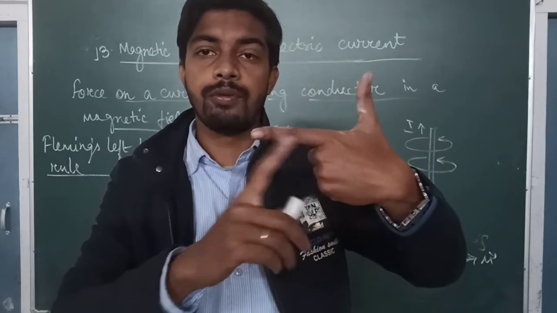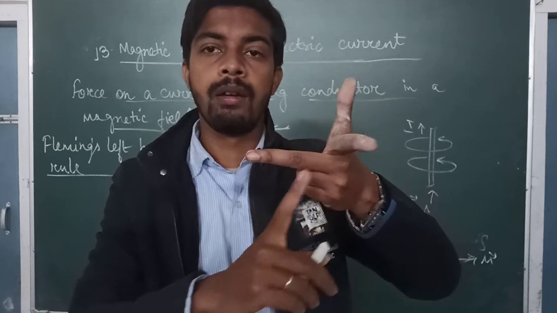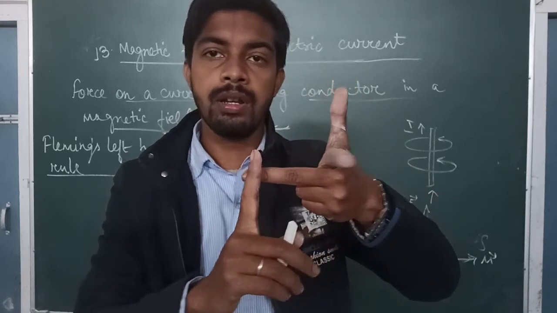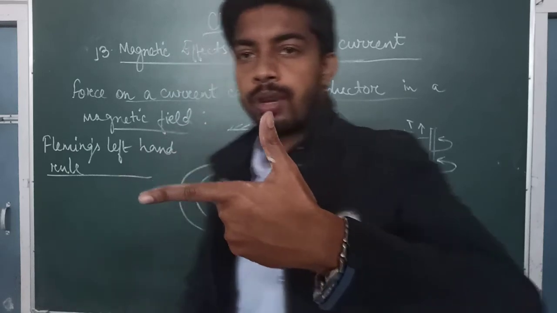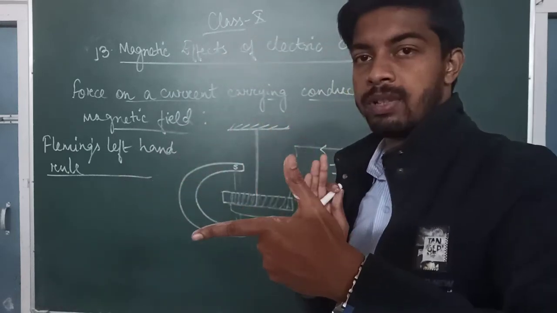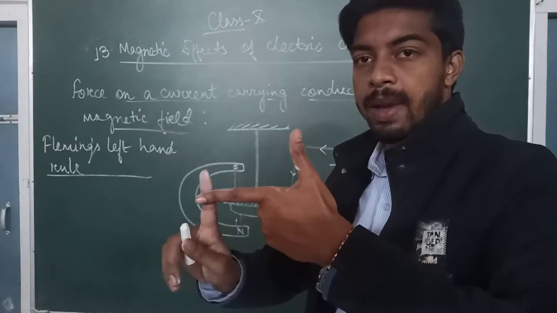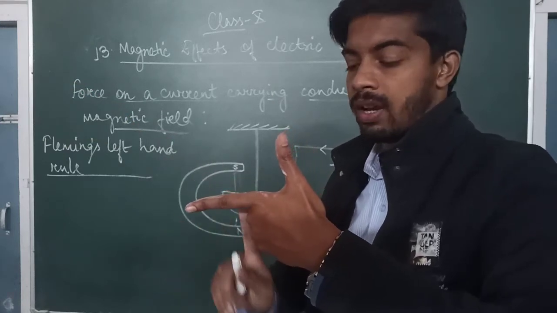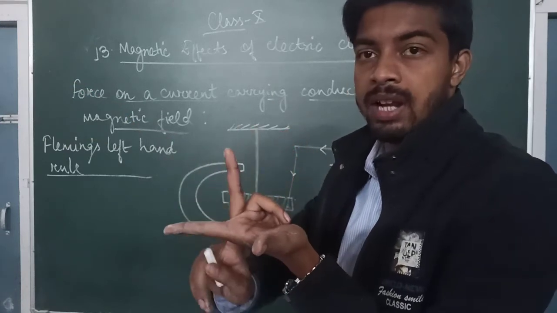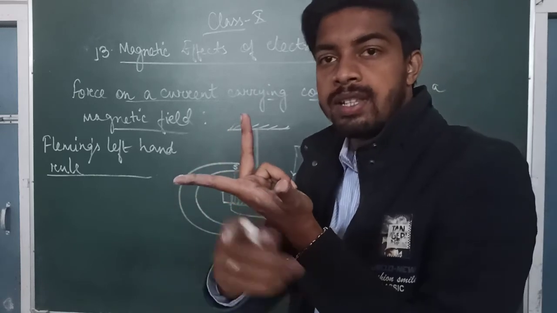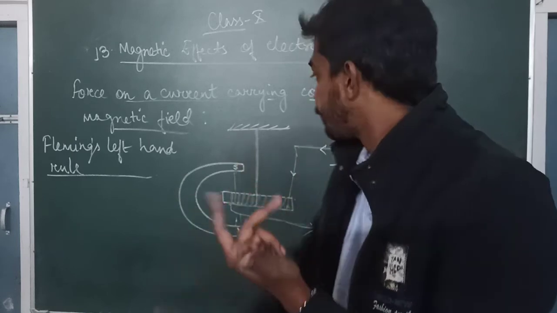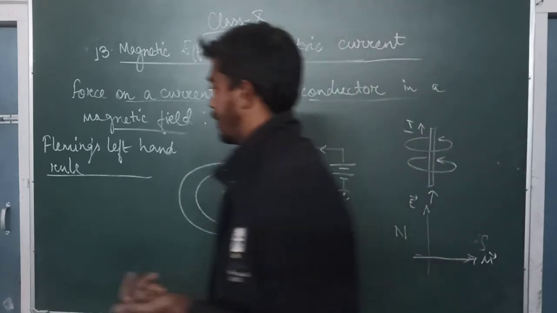The forefinger shows the magnetic field, the middle finger shows the electric current, and the thumb shows the direction of force. So if the magnetic field is going from this side to that side, and the electric current is going upward, then the force will be towards you, towards this side, towards the camera. So this is how we can understand.